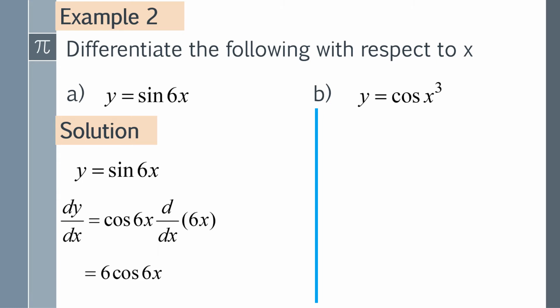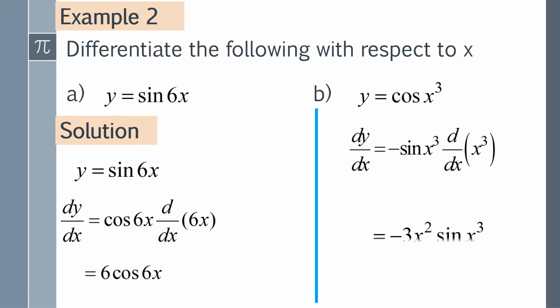Then, for example B, y equals cos x cubed. Differentiate cos, we get negative sin. But x cubed here is the angle, so the angle doesn't change. Now we differentiate the angle, we have 3x squared, then we put it in front here, so we have negative 3x squared sin x cubed.